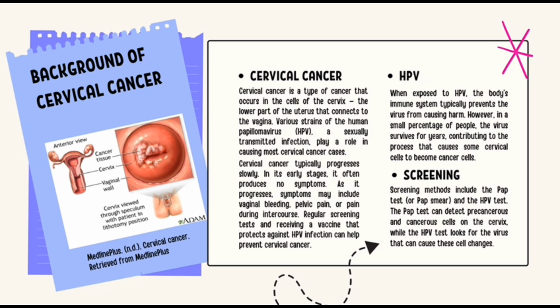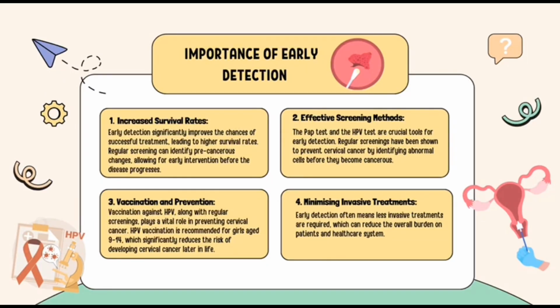HPV is usually cleared by the immune system, but in some cases, it can persist and lead to cancerous changes in cervical cells. For screening, there are two main tests: the pap test, which checks for abnormal cells on the cervix, and the HPV test, which detects the virus. To prevent cervical cancer, regular screening and the HPV vaccine are highly effective. Early detection is crucial for improving cervical cancer outcomes.